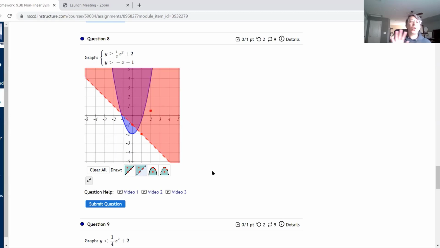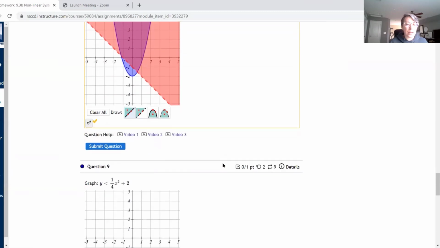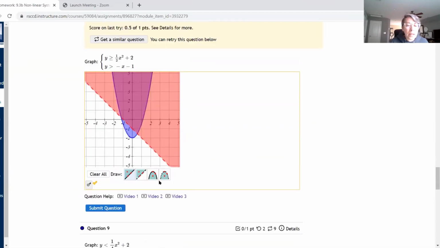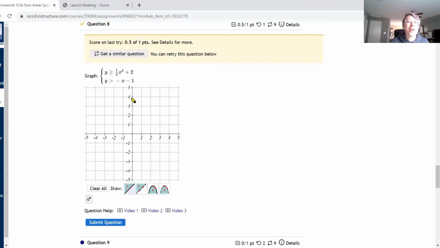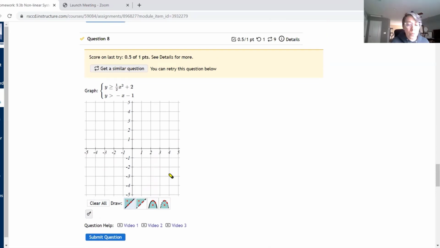On these, that's all you do. They don't ask you where the common region is. They just assume, okay, you've shaded them both correctly. Surely you can see where they overlap. Submit the question, and hey, I didn't do something right. I wonder what they didn't like. Maybe it was my parabola. But you get the idea. So apparently I didn't even do one of those correctly.